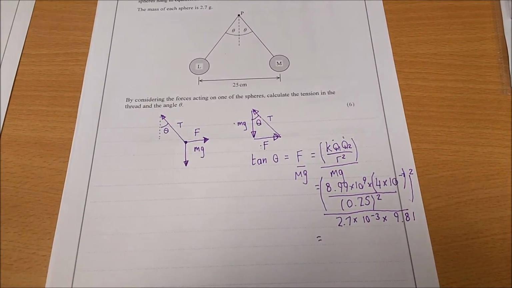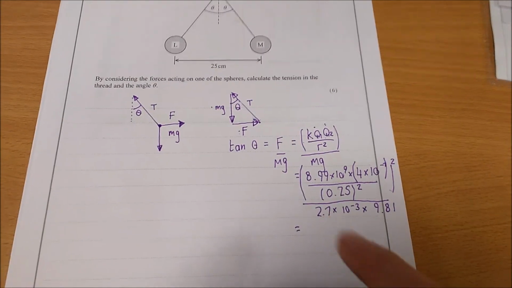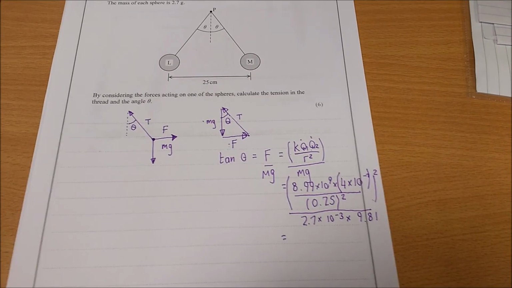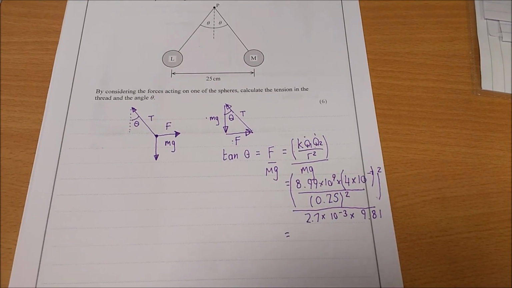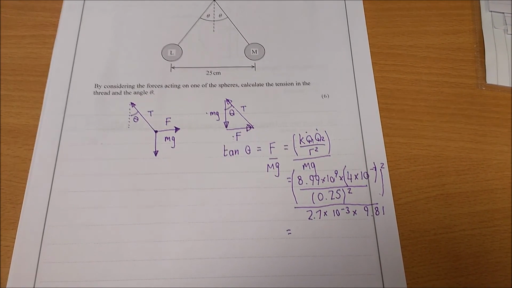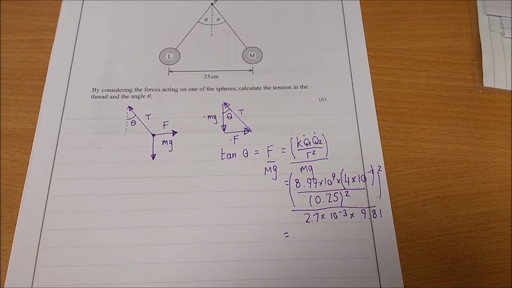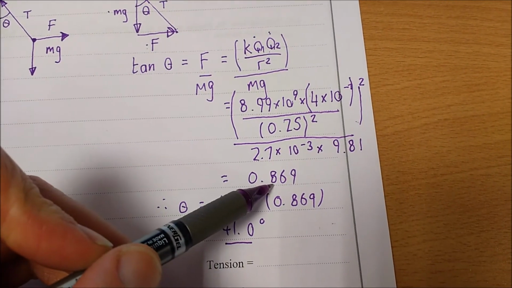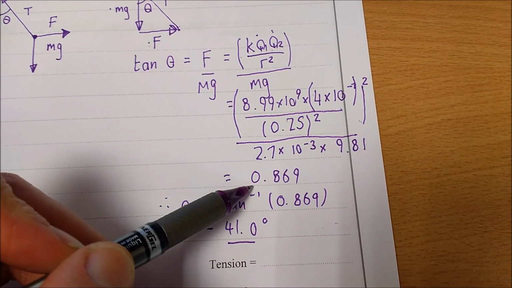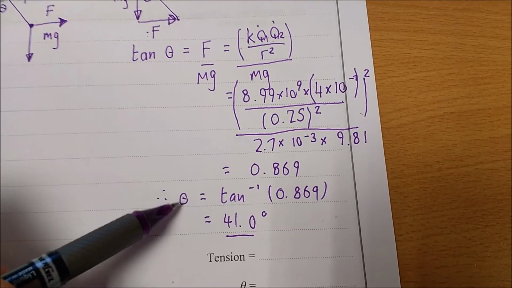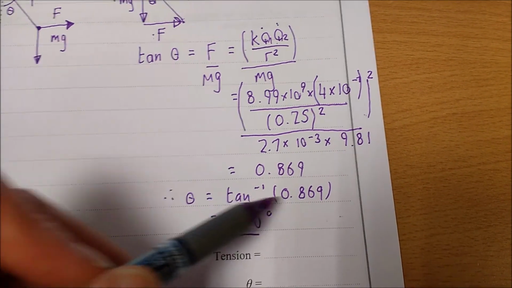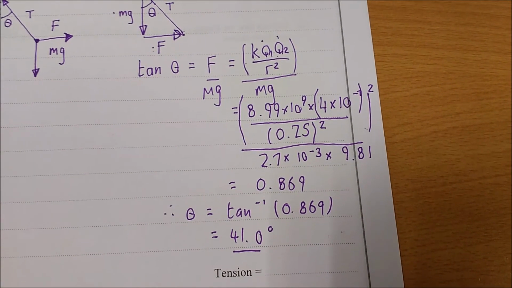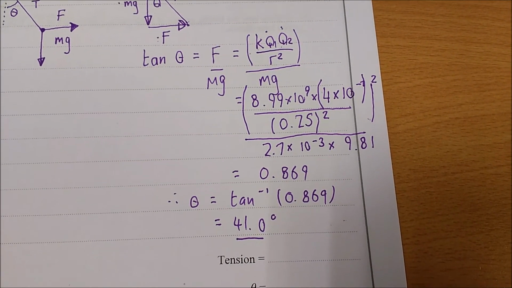So to get theta, it's the inverse tan. Make sure your calculator is in degrees mode if you're going to give your answer in degrees, and just do the inverse tan and you can find theta. So that's what I've just done. Tan theta to 3 significant figures is 0.869. In degrees mode, the inverse tan of that comes to 41.0 degrees. So we found theta.